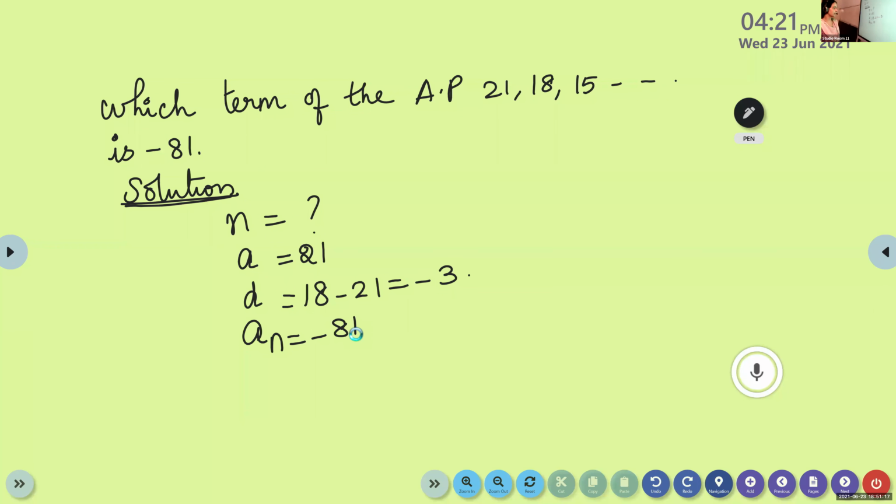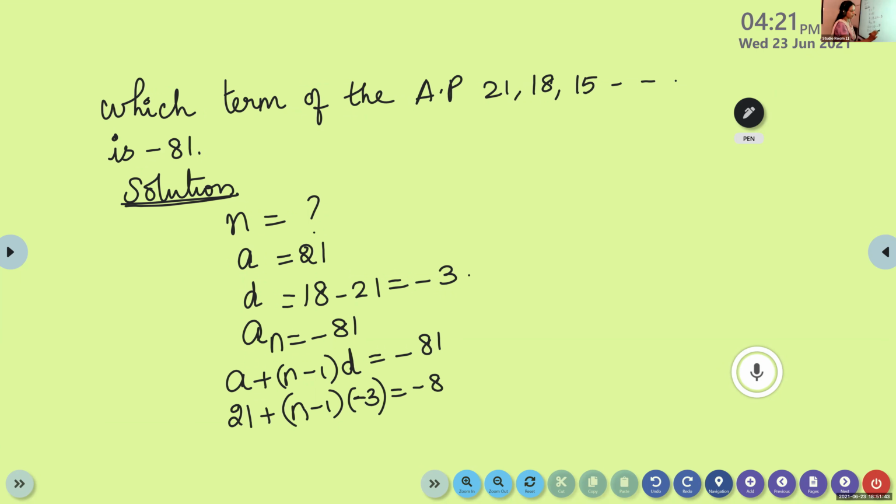Nth term is -81. What is the nth term formula? A plus n minus 1 into d is -81. Substitute the value of A: A is 21, plus n minus 1 into d, which is -3, is -81. Is it okay? Are you getting this one? Yes, ma'am.